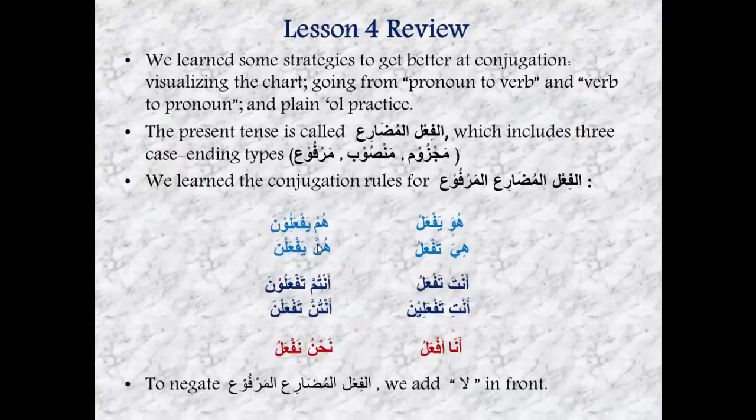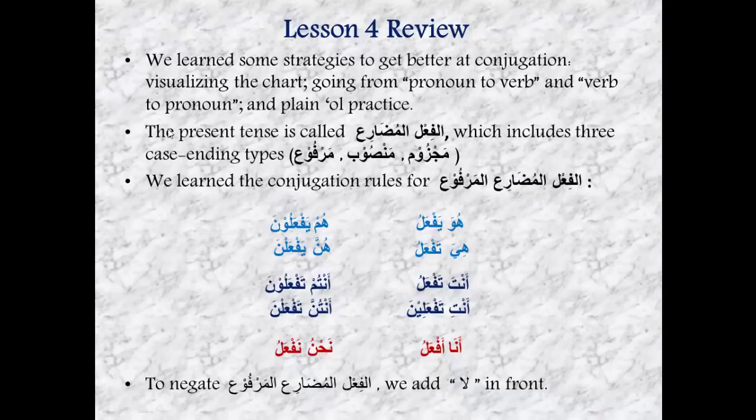This brings us to the end of lesson number 4. Here is a quick review of what we learned in this lesson. Number 1, we learned that there are some strategies that we can use to become better at conjugation. These include visualizing the chart, so training yourself to picture the condensed, simplified version of the verb conjugation chart without the personal pronouns. Number 2, going from pronoun to verb or verb to pronoun, so predicting one based on the other. And finally, number 3, just plain old practice.